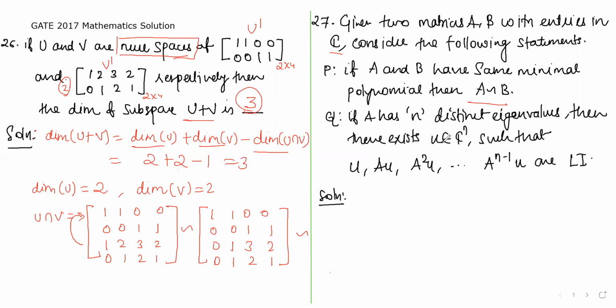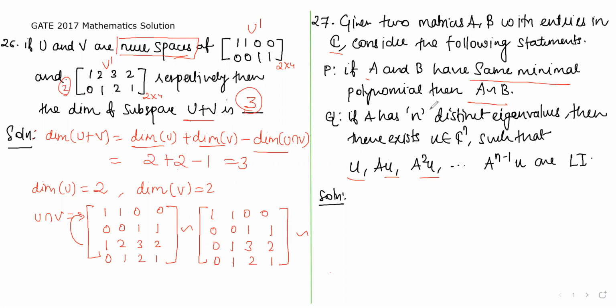some kind of vector. We can't say eigenvector basically, though it will be an eigenvector by looking at this one. Such that U, AU, A square U, and so on are linearly independent. So we have to say which of the following is true and which of the following is false. So if you notice, A and B have same minimal polynomial. It is saying that if two matrices have same minimal polynomial, then are they similar?